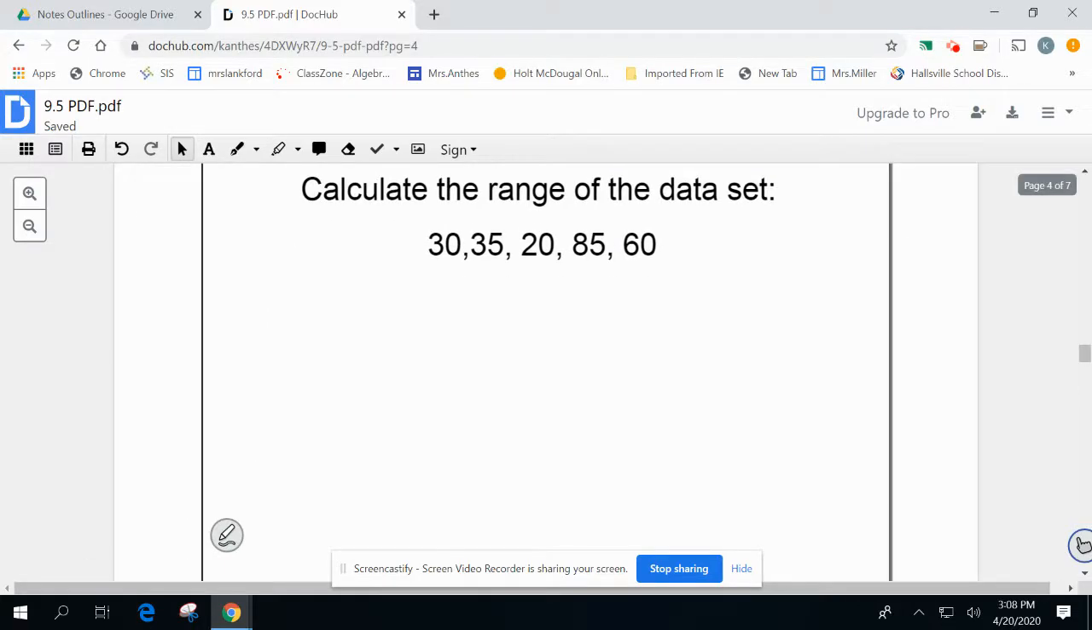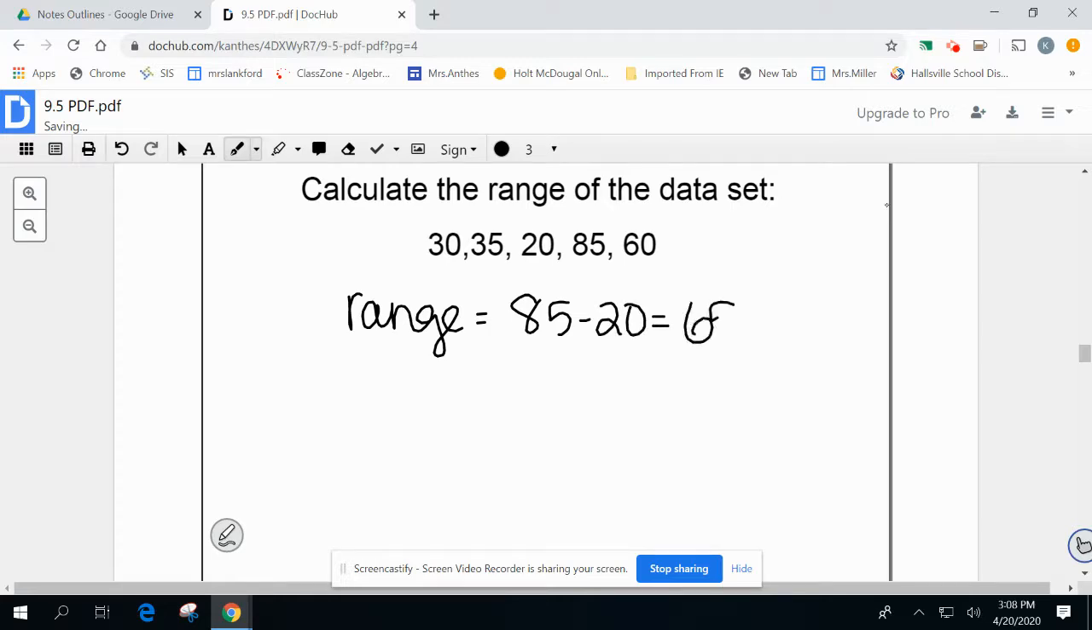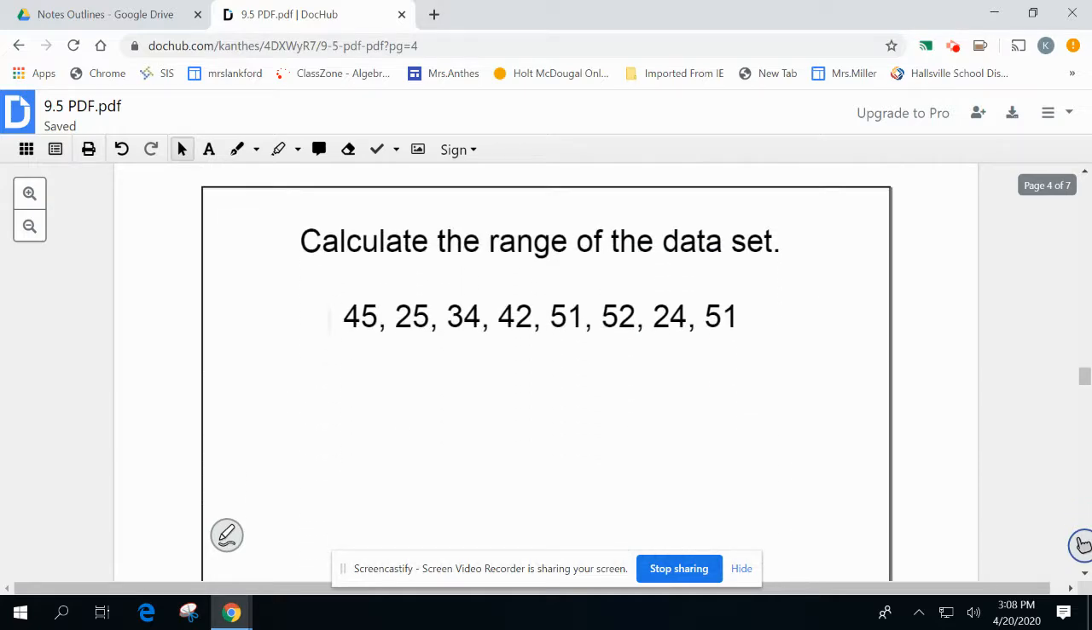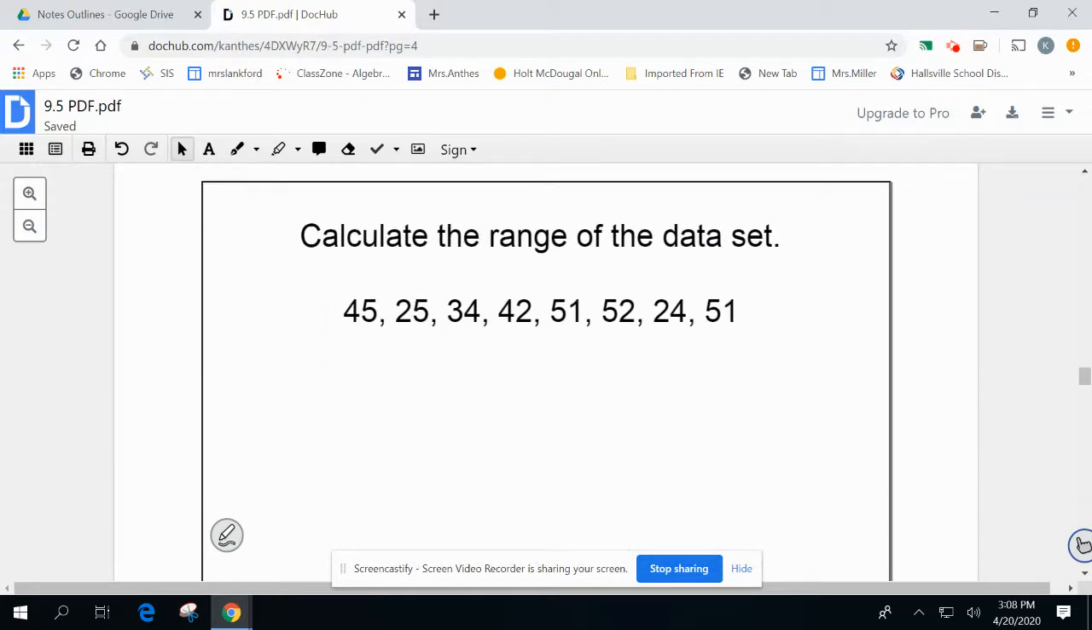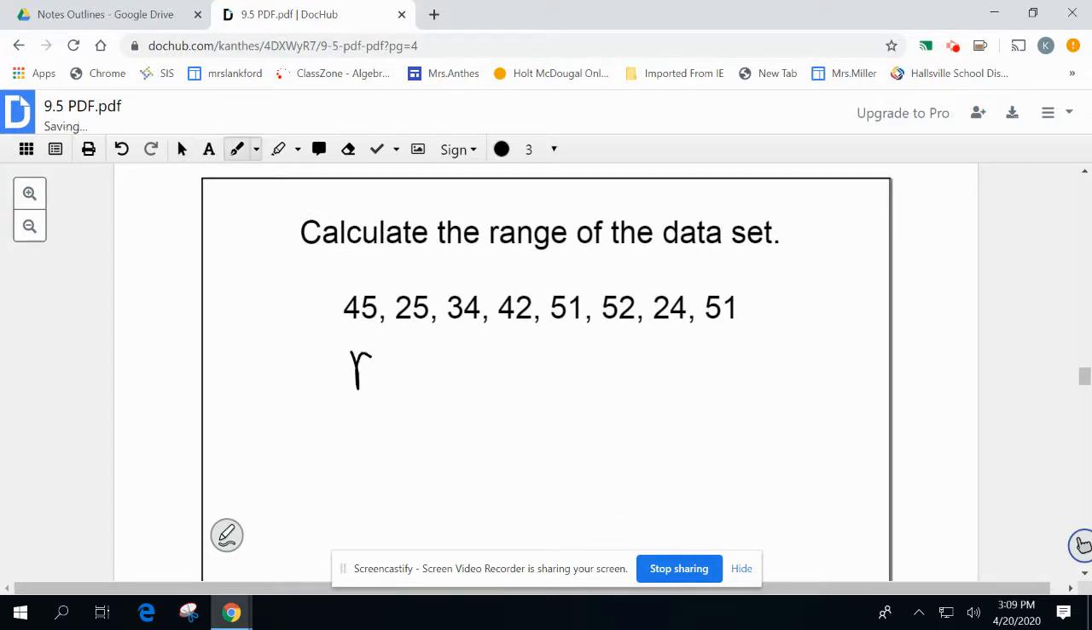We're doing the greatest minus the least. So 85 minus 20, and that equals 65 for the range. Okay, the next thing is, again, greatest minus least for range. So 52 minus 24, and that equals a range of 28.